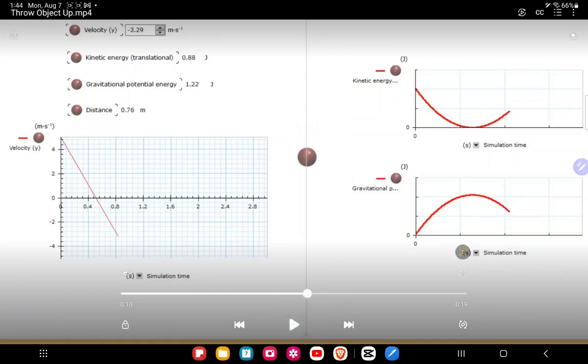Look at the curve here. The obtained curve for the kinetic energy is the opposite in direction to the obtained potential energy curve. If we look at this graph here, the velocity of the object starts to decrease until it reaches this point here, and then it starts to increase in the negative direction.